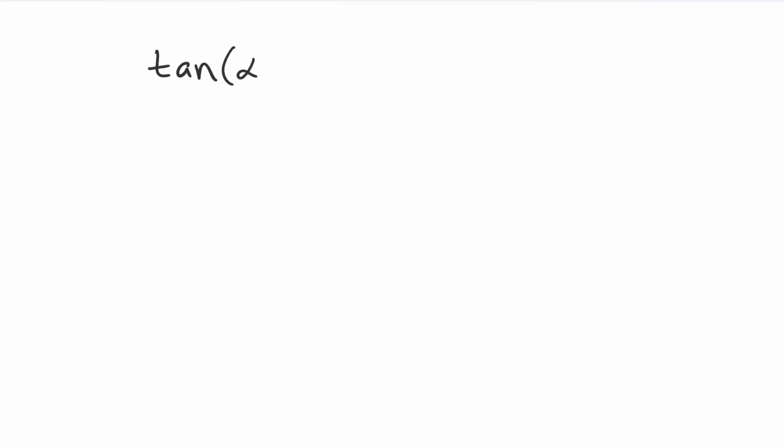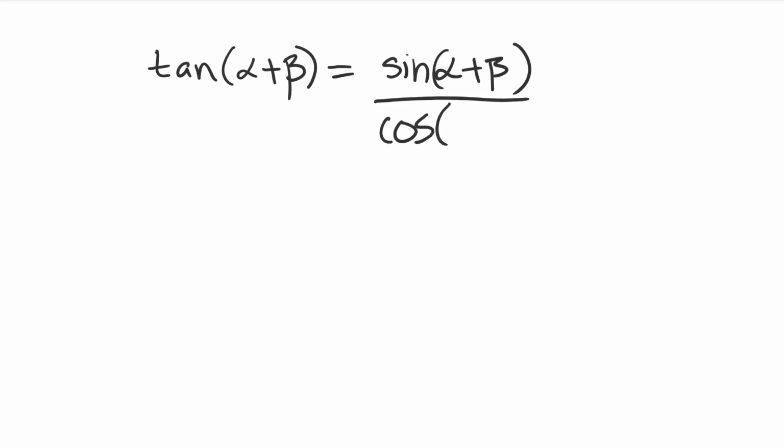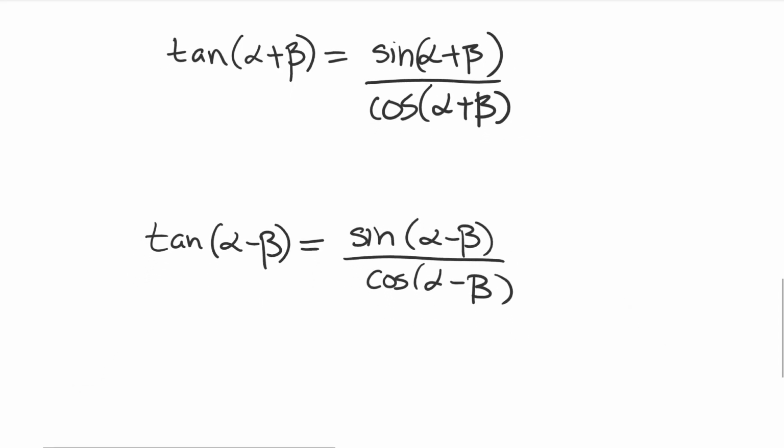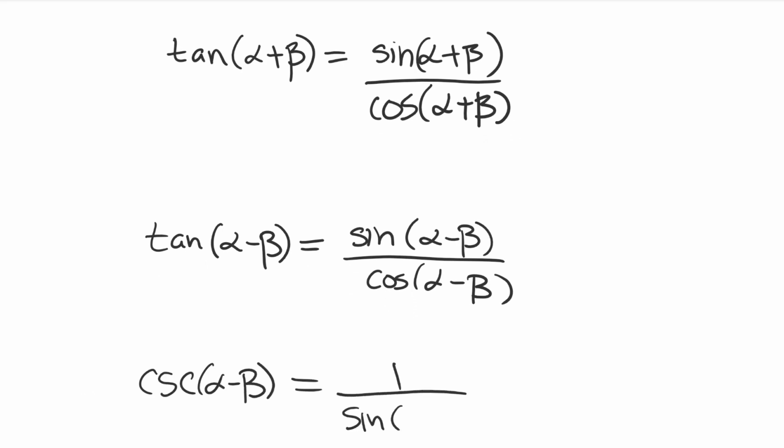So, tangent of alpha plus beta. Do you know what that's equal to? It's equal to sine of alpha plus beta over cosine of alpha plus beta. Yep, there it is. Found it for you. And do you know what tangent of alpha minus beta is equal to? Hang on, I got you. We did it! We figured it out. Do you know what cosecant of alpha minus beta is? It's 1 over sine of alpha minus beta. There's only sine and cosine. That's how you'd find cosecant.